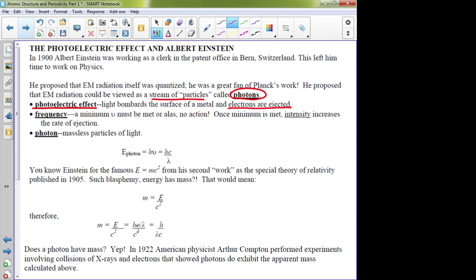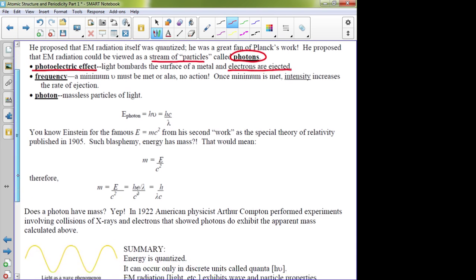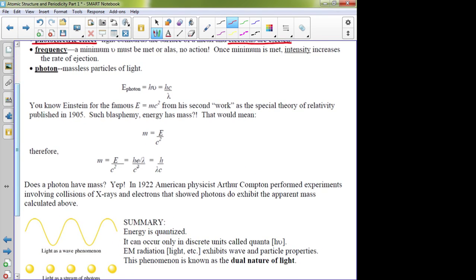And people's minds were blown, and they said he was of the devil. Slow down there, Satan. Okay? That's what they said. Slow down there, Satan. Like, we're not quite so sure about this. But Einstein said, no, it's true. So what he did was he just proved Planck's equation. He said he's right.